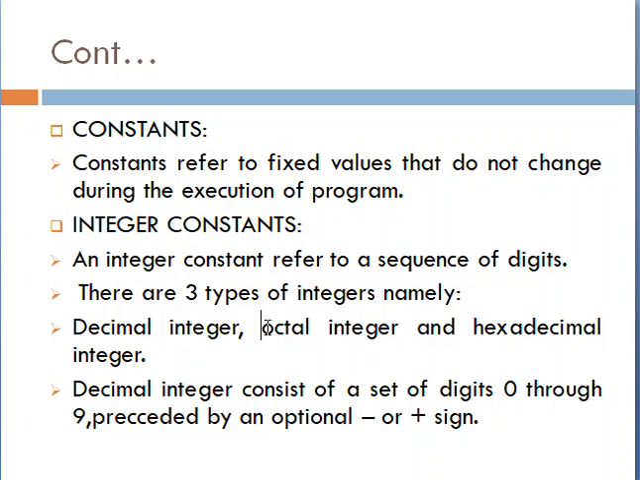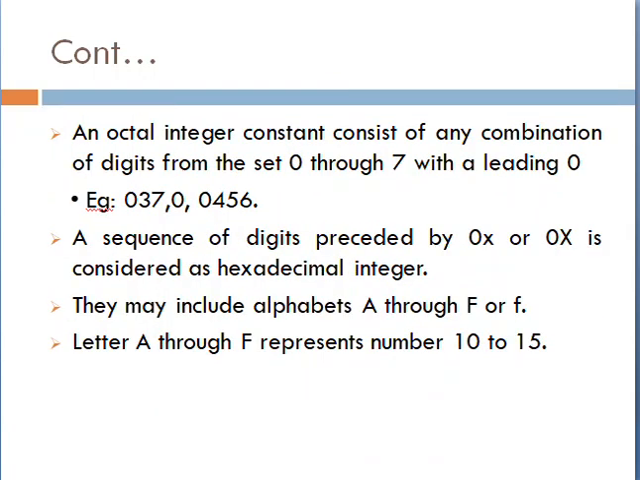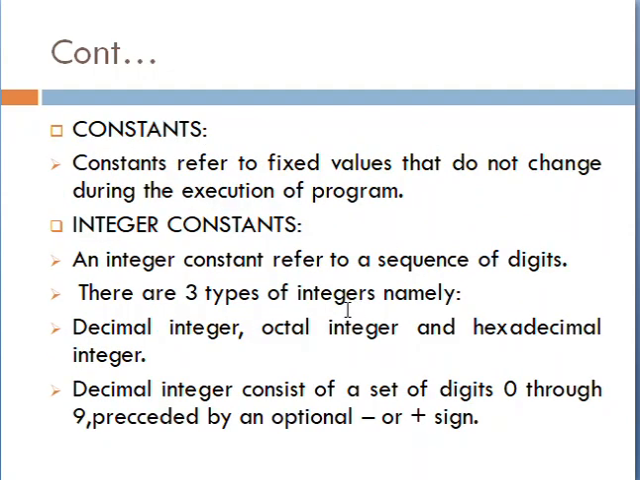Similarly, how do we read octal? Octal we read 0 to 7. An octal integer constant consists of any combination of digits from the set 0 through 7 with a leading 0. We can include 0 here. And similarly, hexadecimal refers to 0 to 15. So these are the three types of integer constants: decimal integer, octal integer, and hexadecimal integer.